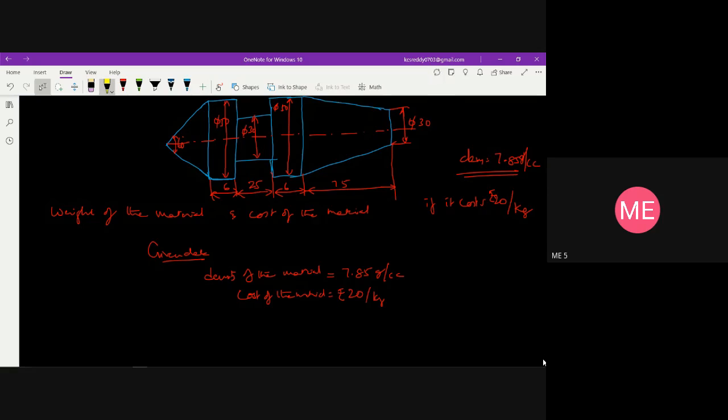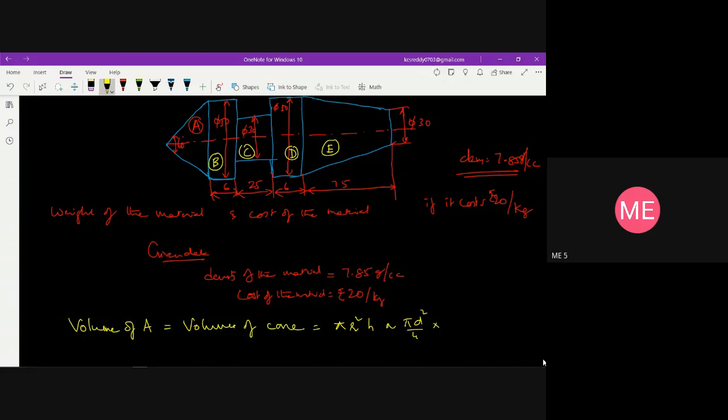Okay, so now I divide this all into parts, because this is one component. Say this is A, and say this is B, and say this is C, and say this is D, and say this is E. So there are five components which I am going to take. So if I take component A, I need to find out the volume of A, which is the volume of a cone. So the volume of a cone, we have the equation which is equal to pi r square h, or pi d square by 4 into h.